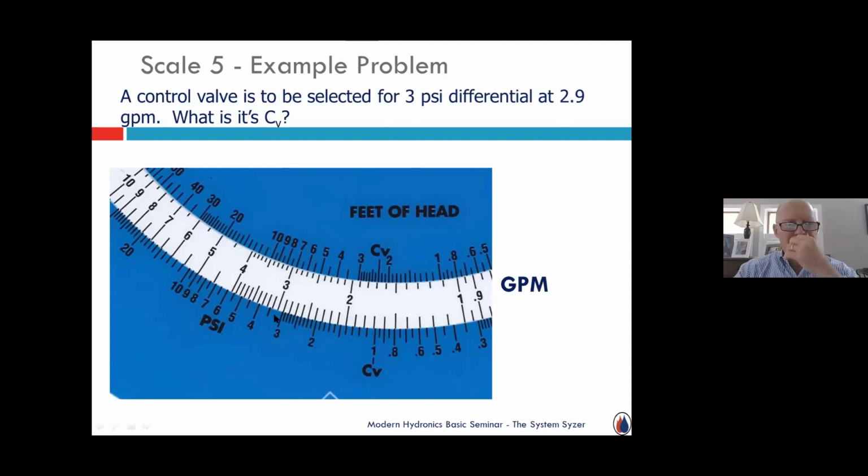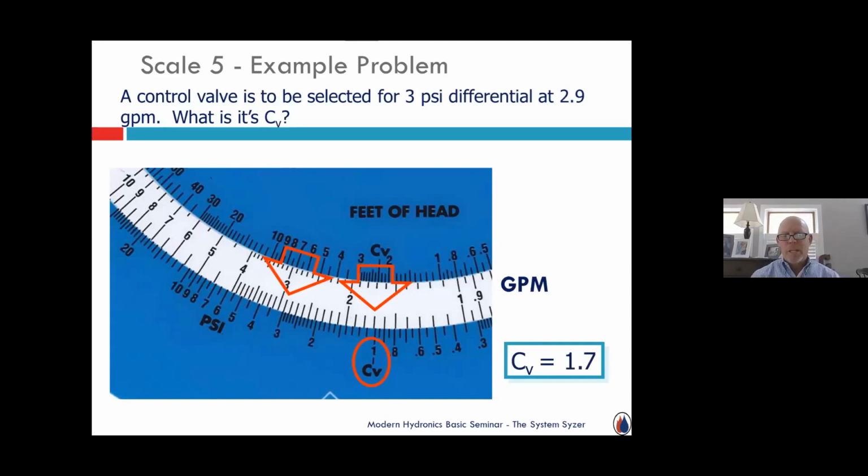And then it says, okay, pick a valve by its CV rating so that when I have 2.9 gallons a minute flowing through, say, a chilled water coil in an air handler, I'm going to experience 3 PSI pressure drop. And so what I do is I just go back and read the C sub V right here. What is the CV rating? Those are my knowns. Here's my CV. It becomes 1.7 CV rating. So I buy a valve that has a CV rating of 1.7.